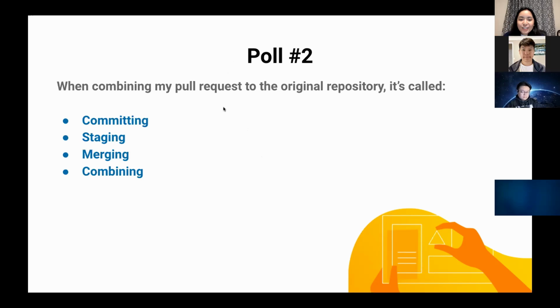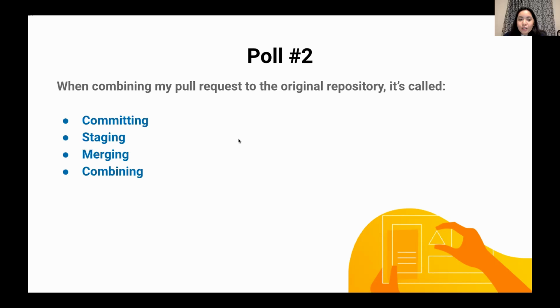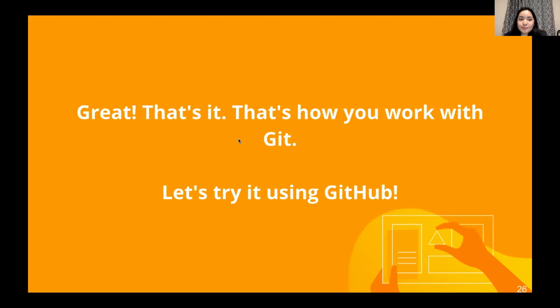Okay, nice. So most people put check mark, and you're right, it is merging. So just to recap, when you're combining your pull request to the original repository, it's called merging. So that's basically the concepts of Git and GitHub. So we're going to try using it together as a team.